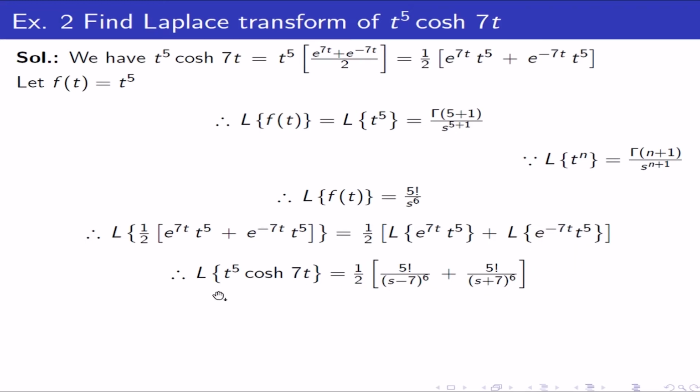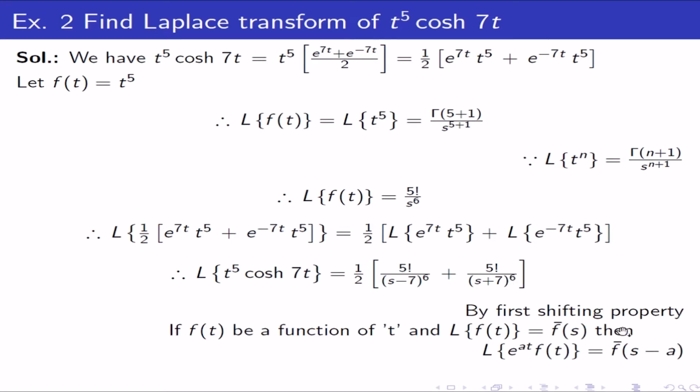Hence, Laplace transform of t to the power 5 hyperbolic cos of 7t is equal to 1 by 2, as it is, 5 factorial upon s minus 7 to the power 6 plus 5 factorial upon s plus 7 to the power 6, by first shifting property. I used the first shifting property here, and the statement of the first shifting property we have already done. If f of t is a function of t and Laplace transform of f of t is equal to f bar of s, then Laplace transform of e to the power at f of t is equal to f bar of s minus a.